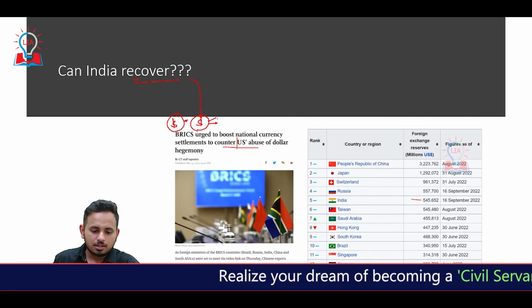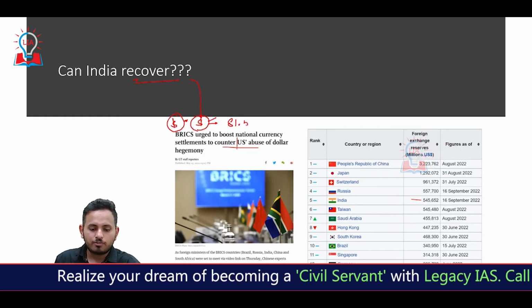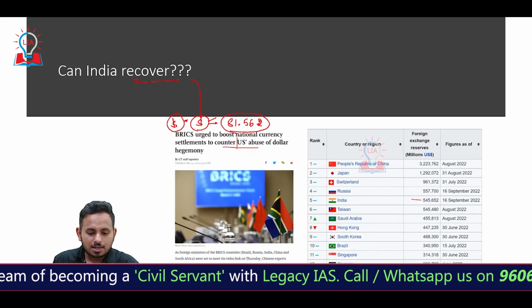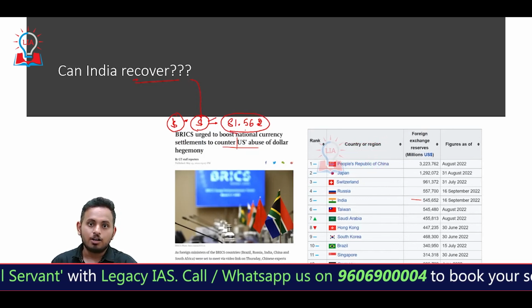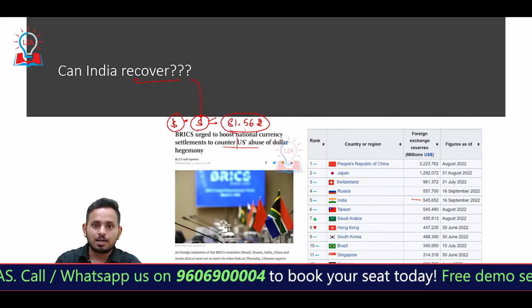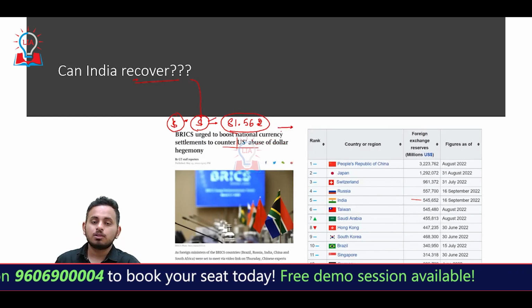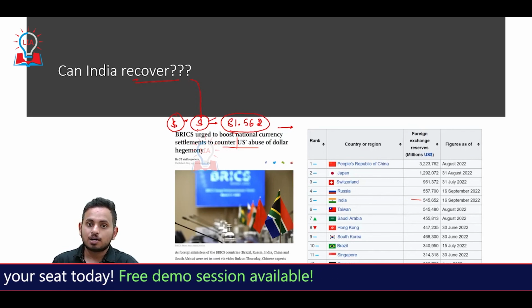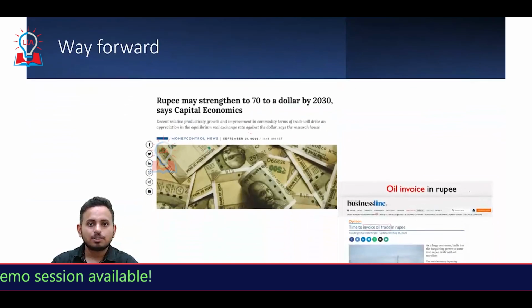See, this depreciation that we are seeing is at an all-time low, 81.56 rupees per dollar. The main reason for this is the US Federal Reserve increasing the interest rate, and not the Indian economy slowing down its GDP growth. So this is a good sign, and as and when the inflation in the US is stabilized, as and when growth kicks in in the US, as and when the Federal Reserve starts reducing the interest rate, automatically the Indian rupee would get stabilized.